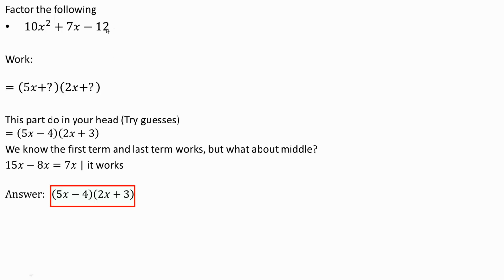How can I get negative 12? Let's try negative 4 and 3. So 5x times 3 is 15x. Negative 4 times 2x is negative 8x. And so this would give us positive 7x. And so it's a match. And so this right here is the final answer. And that's all we need to do for these three problems.